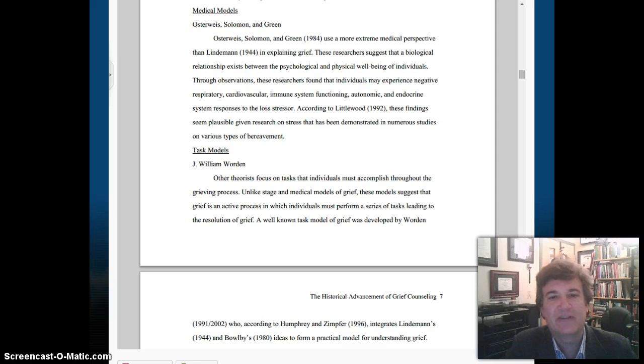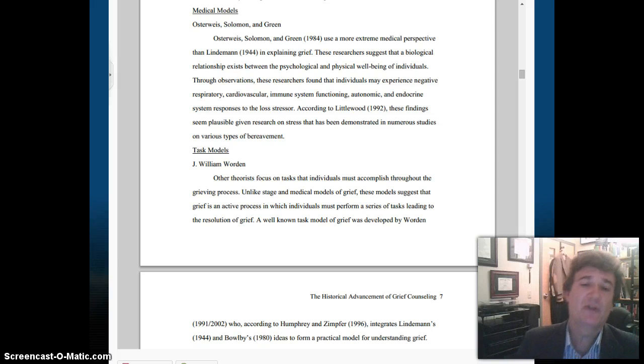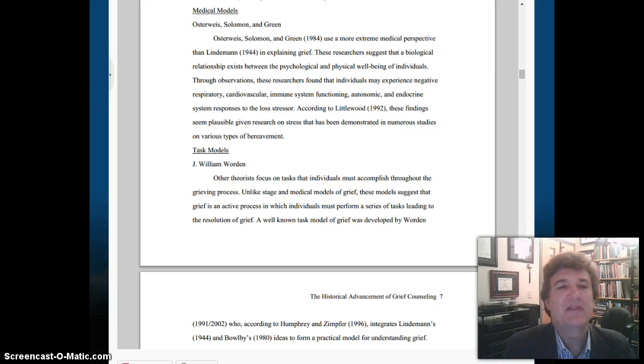And through observations, they found that individuals can experience negative respiratory, cardiovascular, immune system functioning, autonomic or endocrine system responses to the loss stressor. Littlewood believes that this seems plausible, and I do as well. Most people would call these psychosomatic, but they believe they're actual detrimental reactions to our physical well-being.